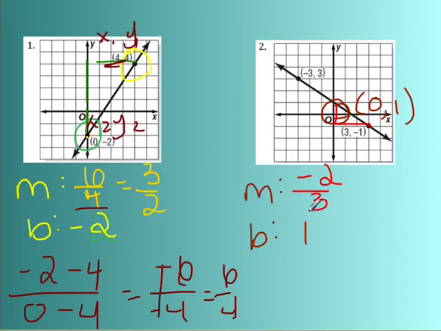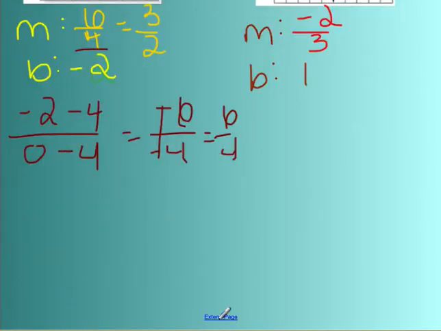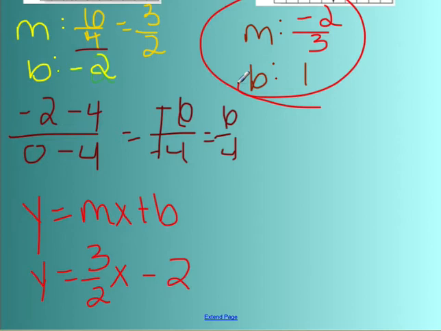So now I'm going to go ahead and put both of these in slope-intercept form. I've done the hard part, so now I just have to plug it in. Remember that slope-intercept form is y is equal to mx plus b. So for number 1, when we plug that into slope form, I'm going to plug in 3/2 for m, and I'm going to plug in my b. I want you to go ahead and see if you can take those two and put them into slope-intercept form.